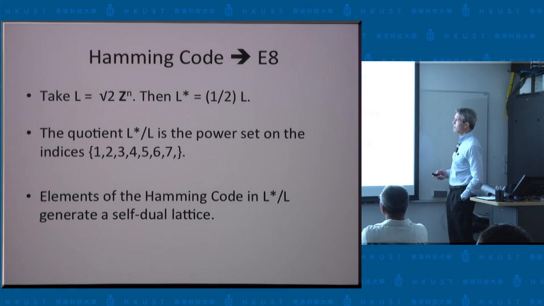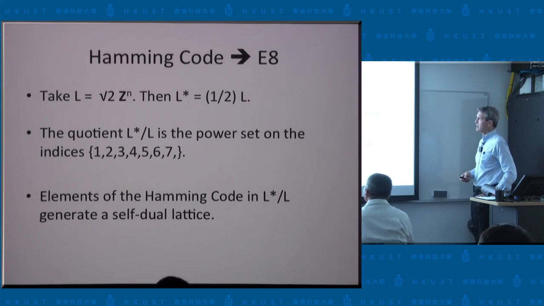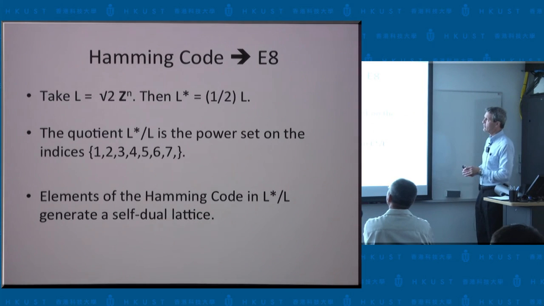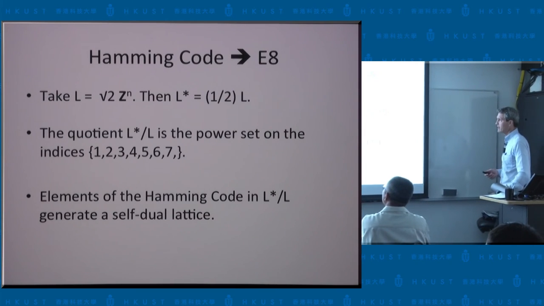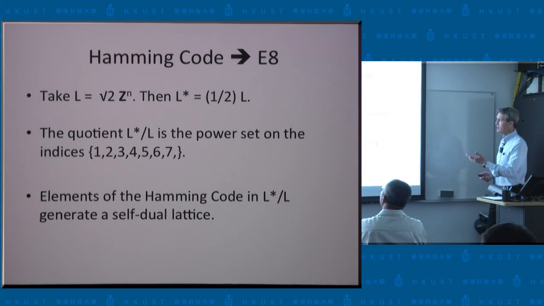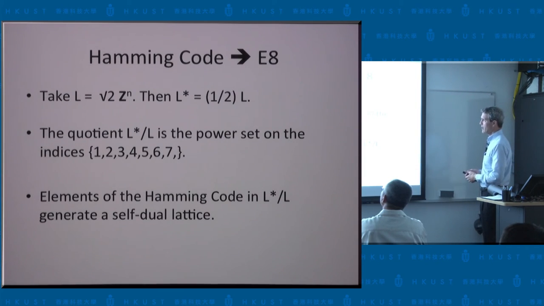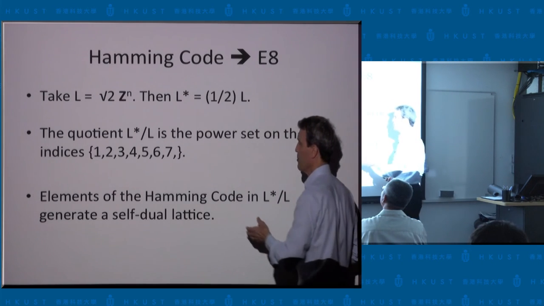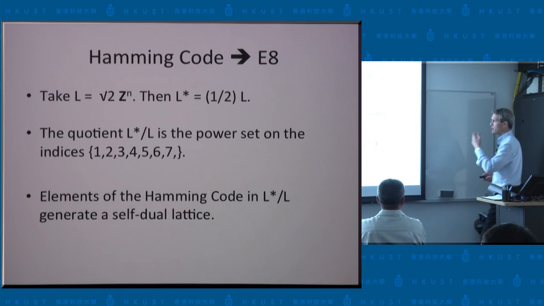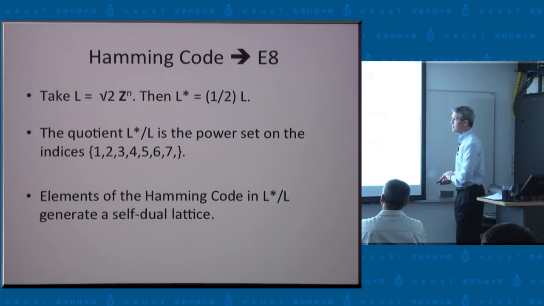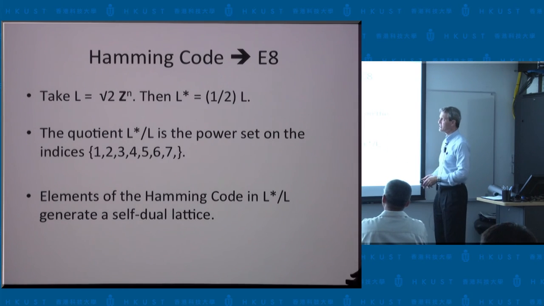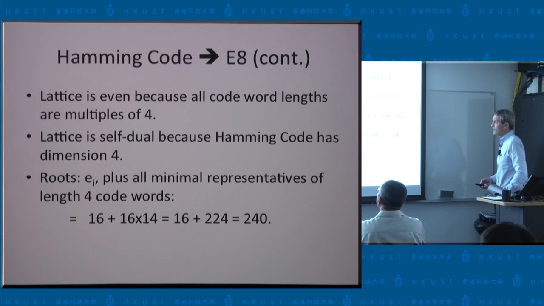It turns out you can use the Hamming code to construct E8, and this is typical of how you use codes to construct lattices. We take the normal cubic lattice, except we dilate it by square root of 2. So now all of its vectors have lengths that are multiples of 2, and the dual will be 1/2 of it, because you've dilated the inner product by square root of 2. The collection of subsets of the standard basis elements can be used to realize the quotient L star modulo L. And then if you take any Hamming code in L star modulo L, that will generate a self-dual lattice, which will in fact be the E8 lattice.